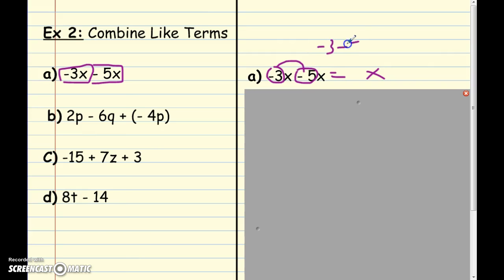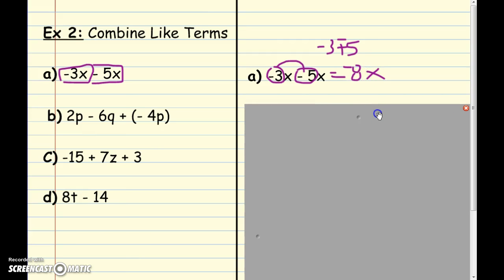If you need that reminder also, you could change this to adding a -5. And what does that become? That's right, it becomes -8. So -8x. When we add and subtract terms, we don't do anything with the exponent. The only time exponents change is when we multiply or divide them.